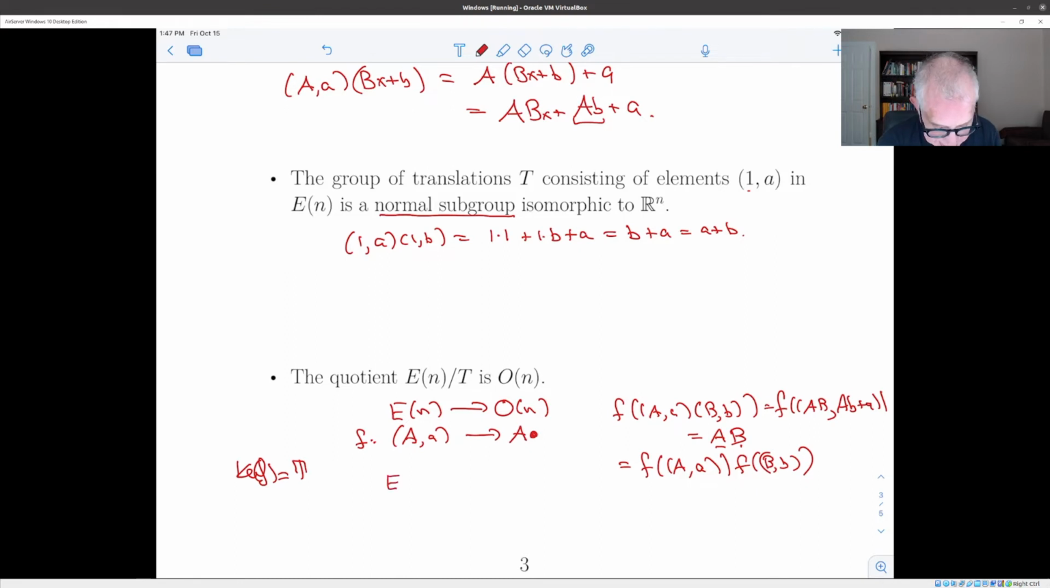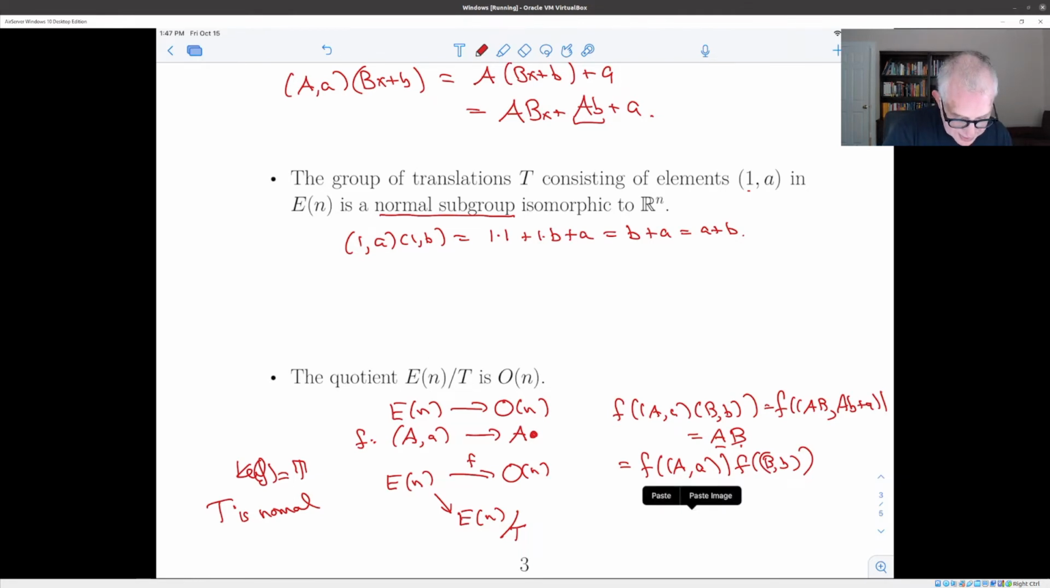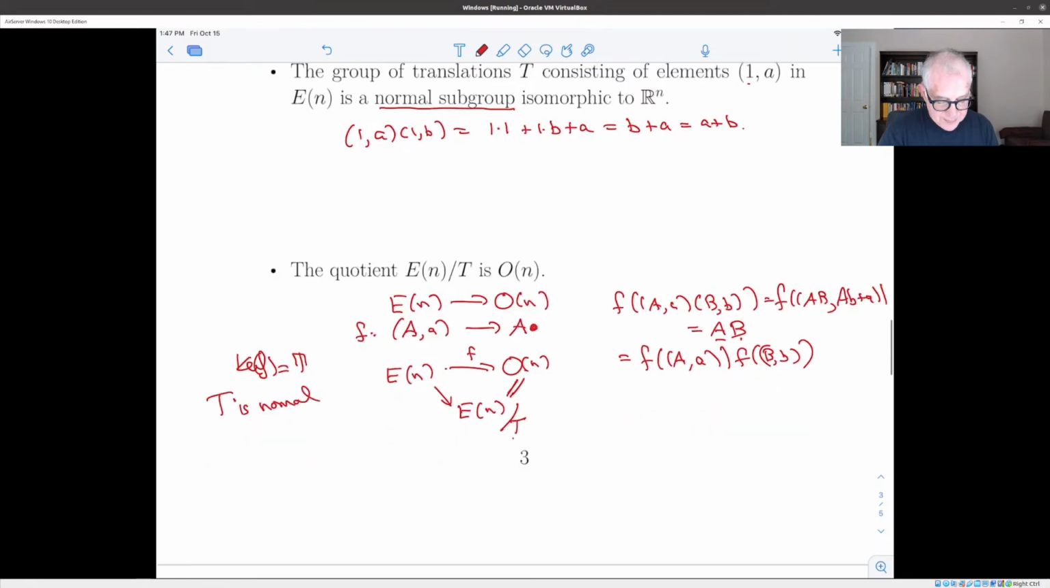And then we have one of these nice diagrams where the kernel is automatically normal. So T is a kernel, so it's normal. And we have a map to E of n mod T. And we have the original map F. And then by the isomorphism theorem, since this map is onto, you have an isomorphism between the quotient group and the image of the homomorphism. So the orthogonal group is the quotient of the Euclidean group by the translations.